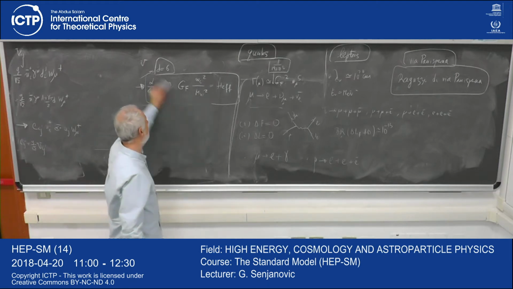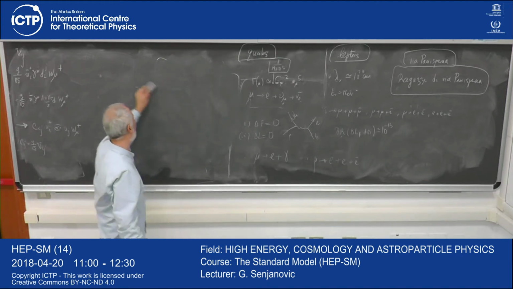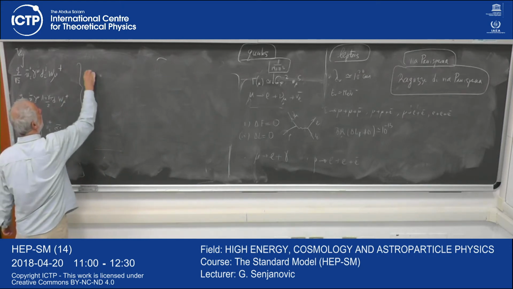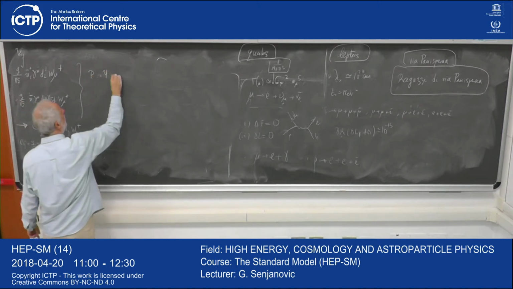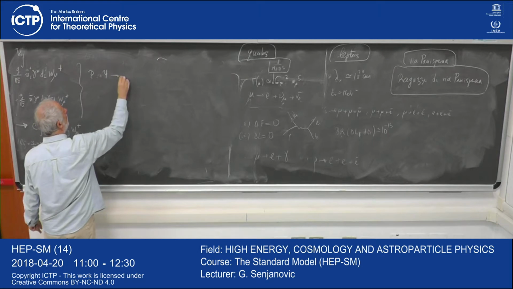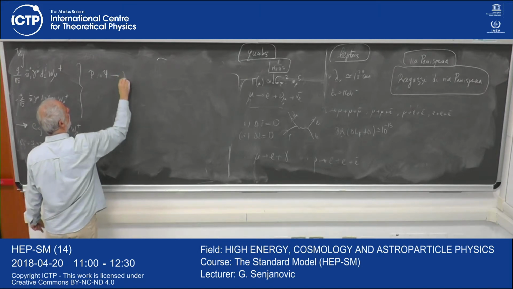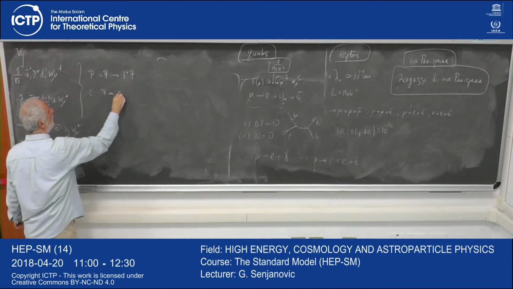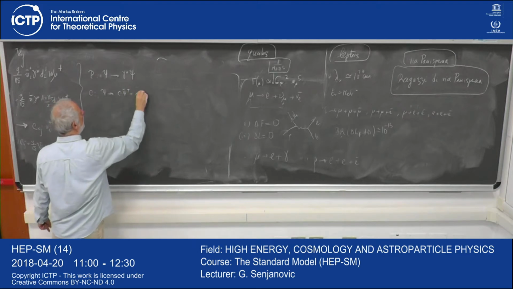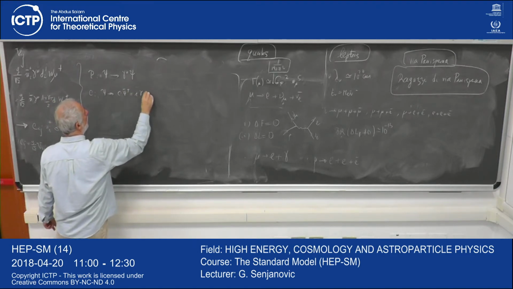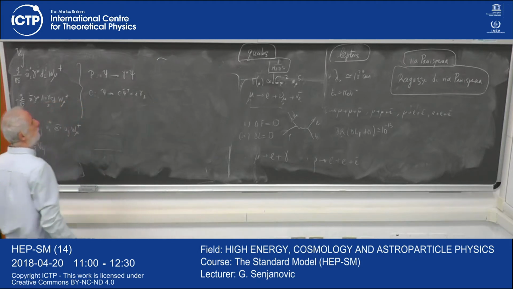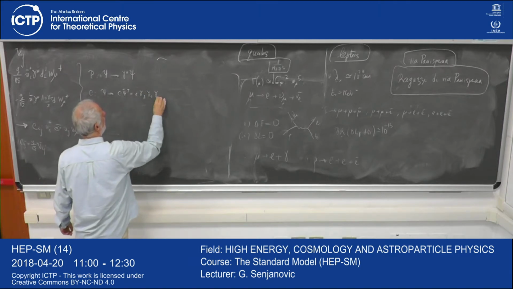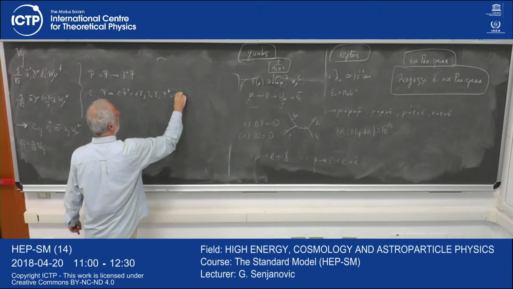Now I just want to see quickly how much you remember. This you have studied, but I want to be sure. Under P, what does psi, the 4-component spinor, go into? Gamma 0 psi. You check it again in the first homework. Under C, psi goes into C psi bar transpose, which we said is I gamma 2 psi star. There are two gamma zeros.